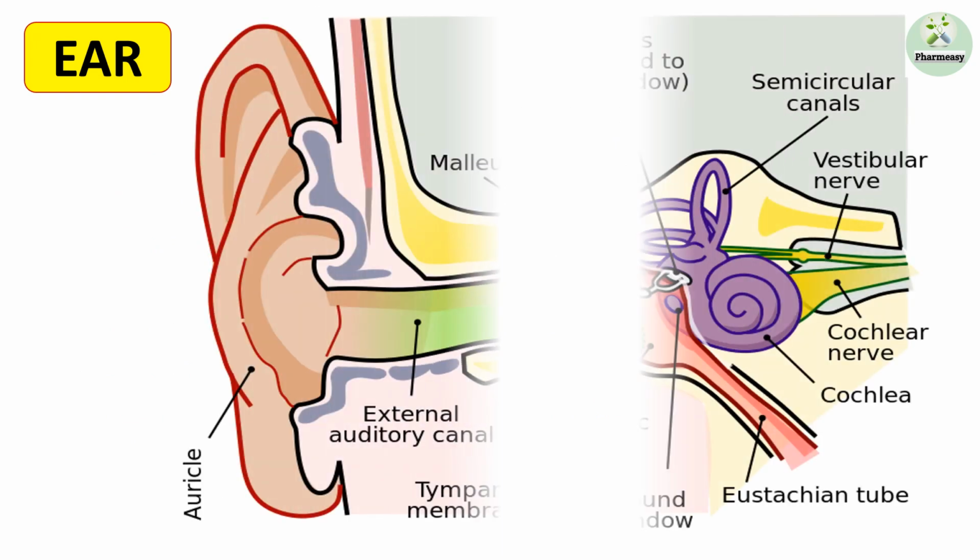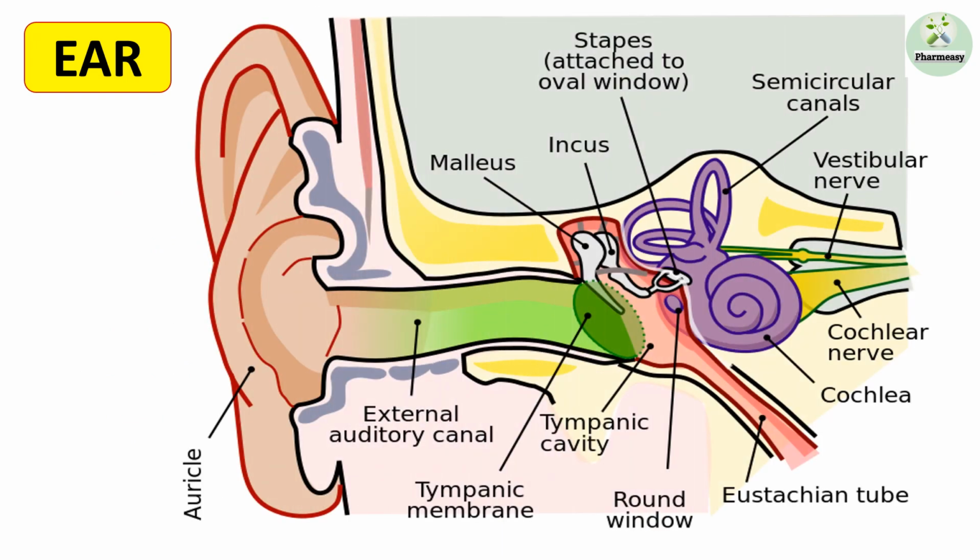Next topic is ear. The main functions of the ear are balance and hearing. This figure shows the auricle or pinna, external auditory canal, tympanic membrane, tympanic cavity, ear bones that are malleus, incus, stapes. Its round window, these are semicircular canals, its vestibular nerve, cochlea, and eustachian tube.